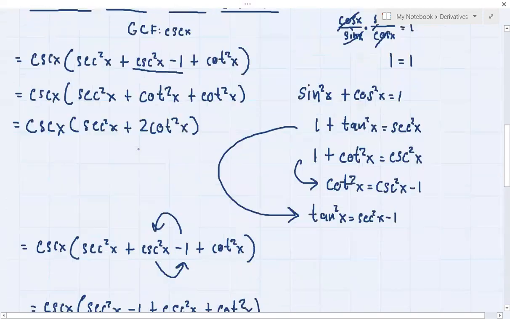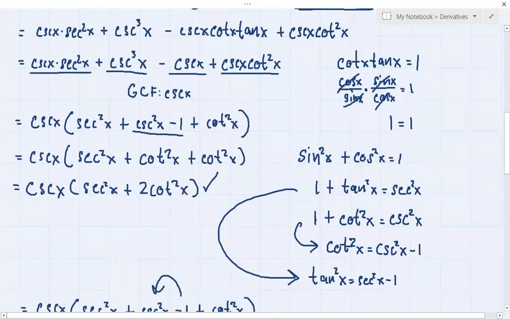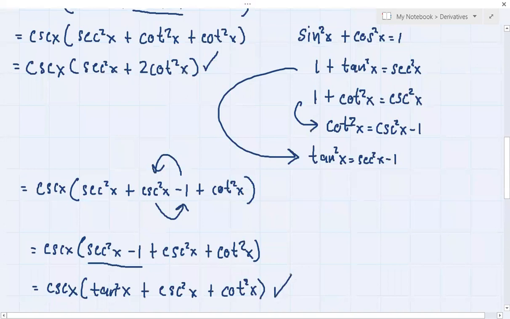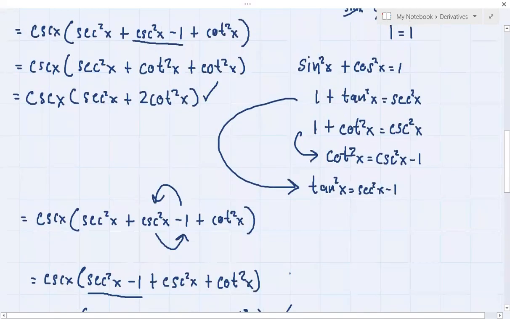Okay? So, this is also correct. This is also correct. Pwede yan. Okay? Pick one which you would prefer. I'm just giving you multiple possible answers na pwede pala gamitin as your final answer. Pwede rin namang to.